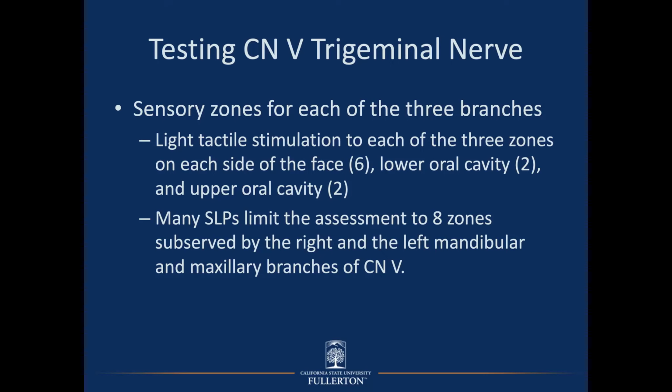That's why I generally do here the 2 maxillary zones and then 2 mandibular zones. And then we get into the oral cavity. There's 2 for upper, the 2 maxillary zones inside the oral cavity, and the 2 mandibular. So here's just a reminder that many SLPs would just do 4 on the outside, 4 on the inside, both sides we're talking about. So that's a total of 8.